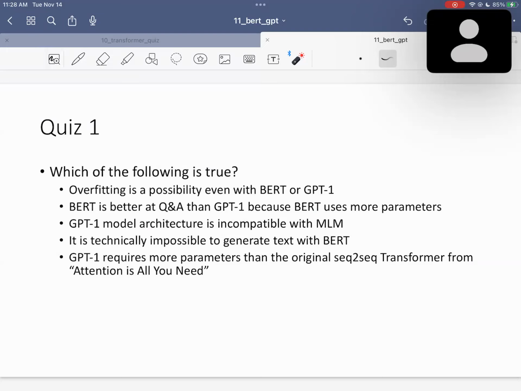Yeah, overfitting is a possibility even with BERT and GPT. BERT is better at Q&A, question answering, than GPT-1 because BERT uses more parameters. GPT-1 model architecture is incompatible with mask language modeling. It is technically impossible to generate text with BERT. GPT-1 requires more parameters than the original sequence-to-sequence transformer that we learned in the transformer class, the one from Attention Is All You Need.